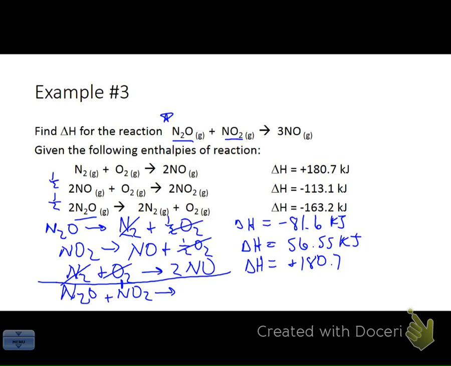Now it looks like if you get in too big of a hurry that you only have two NOs, but don't forget about this one. So you actually have three NOs, and that's what we were looking for. The delta H for this reaction comes out to be, if I did my math correctly, 155.7 kilojoules.